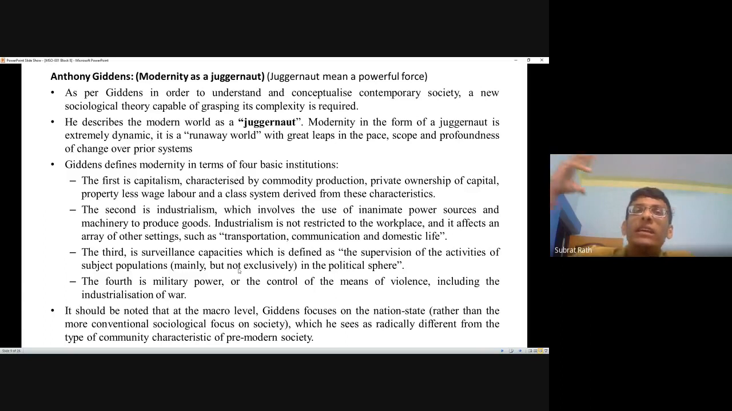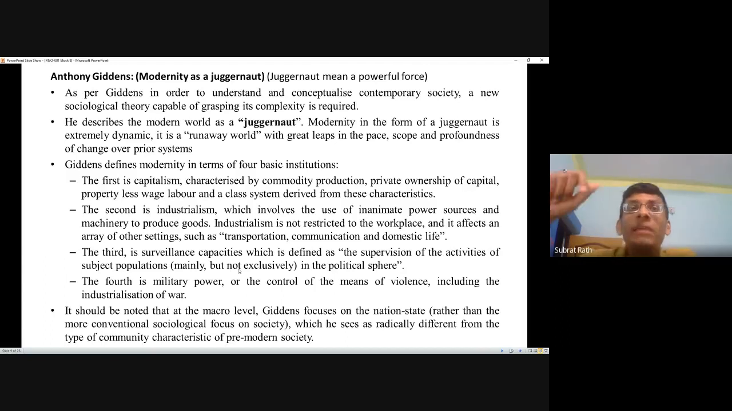That is, according to Giddens, replacement of human labor by machine. So he is saying the second characteristic of modernity is industrialism, where industry replaces human labor or the traditional pattern of lifestyle. Then comes the surveillance capacity.